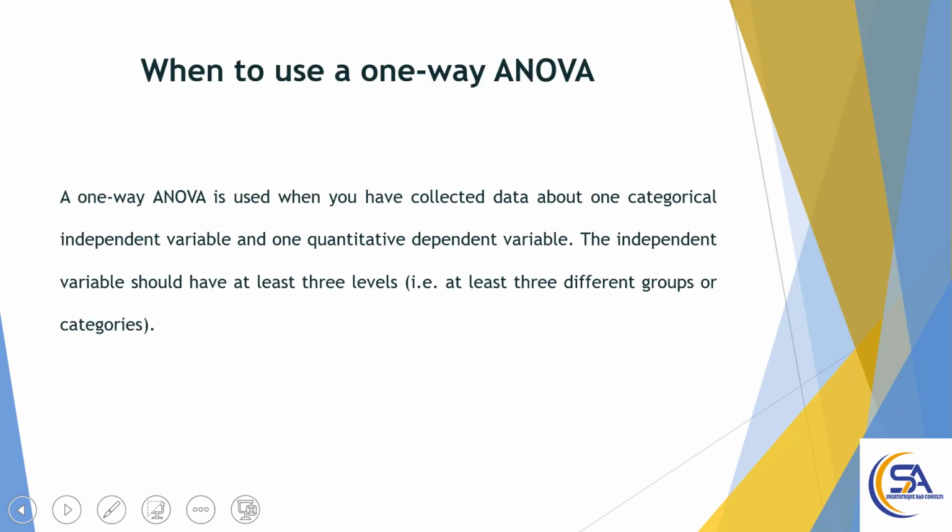All right. So when do I use one-way ANOVA? One-way ANOVA is used when you have collected data from one categorical independent variable and one quantitative dependent variable. The independent variable should have at least three levels. Those are three different groups or categories.